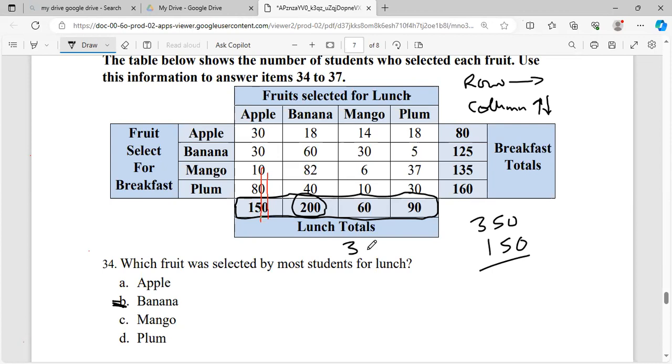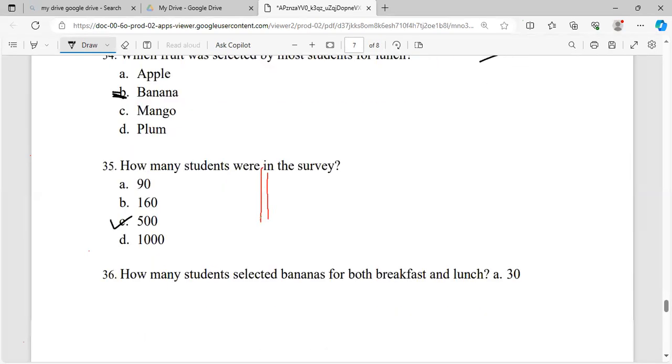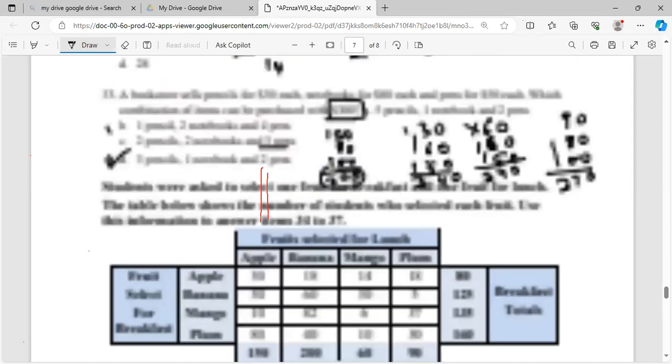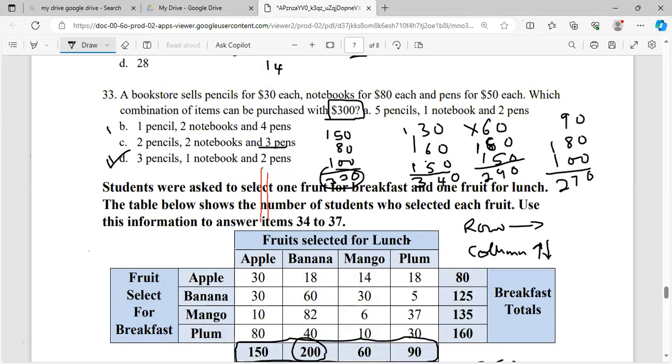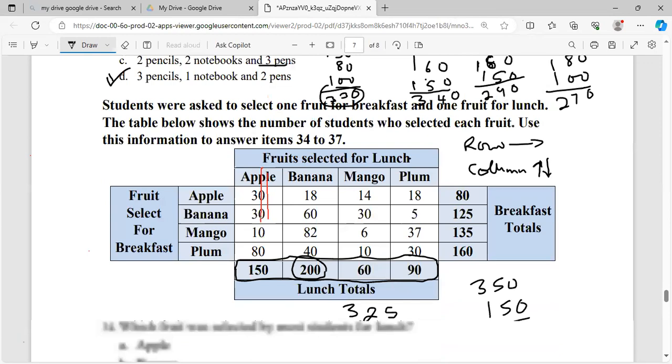Everybody is saying 325. What was the question? How many students selected bananas for both breakfast and lunch? So bananas for breakfast and lunch. Okay, so look at it now, study it and tell me. I'm hearing 325 so far.